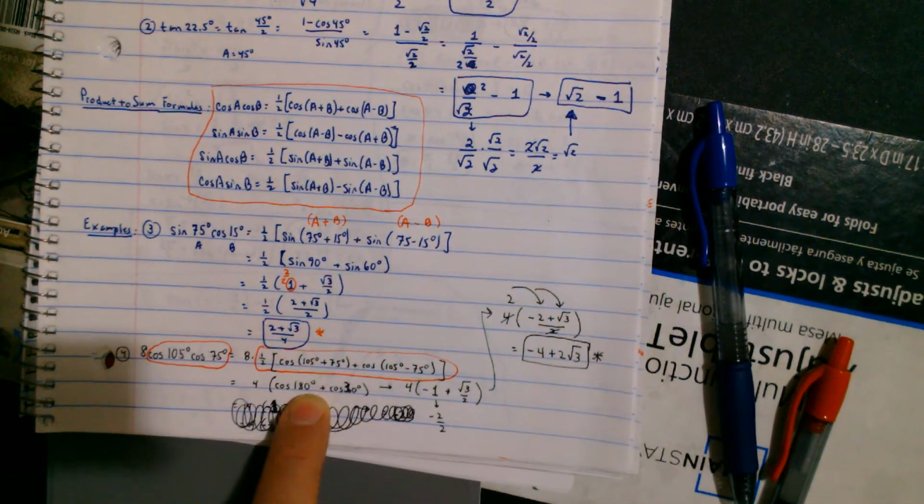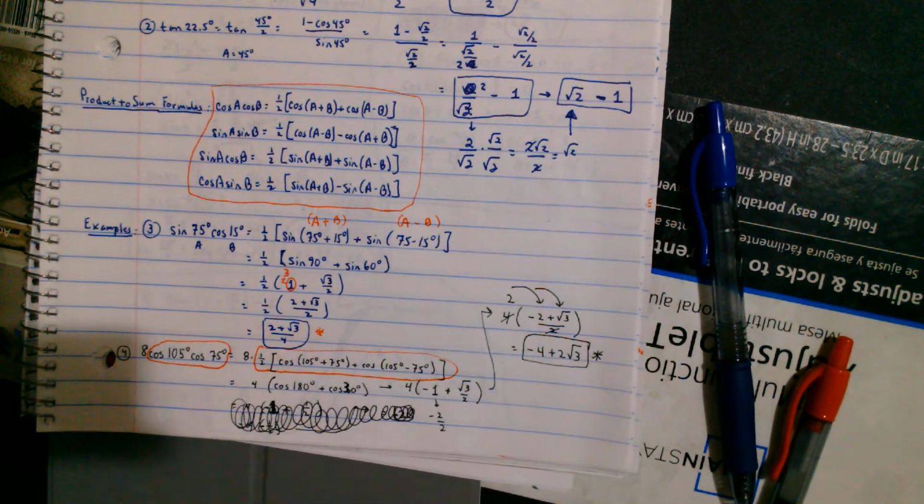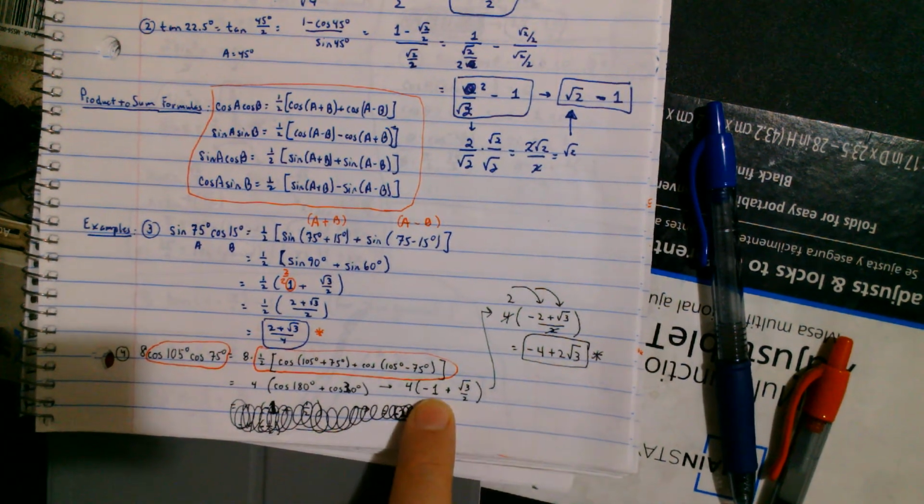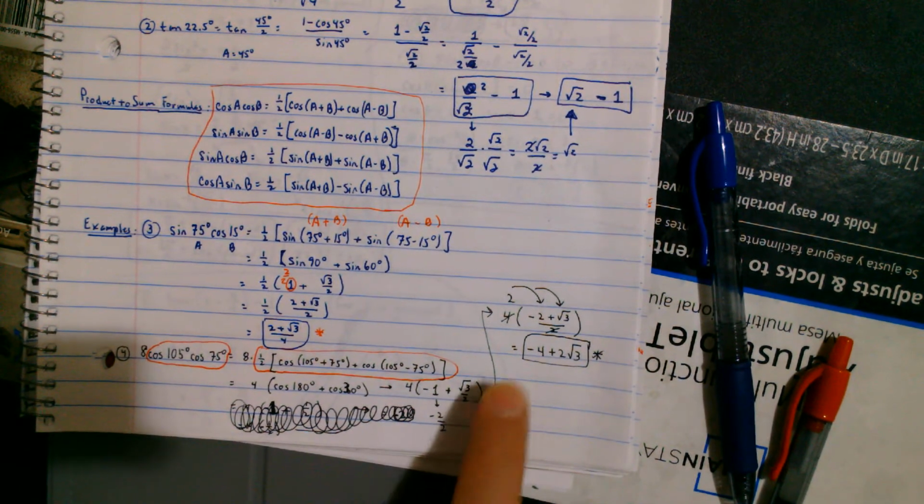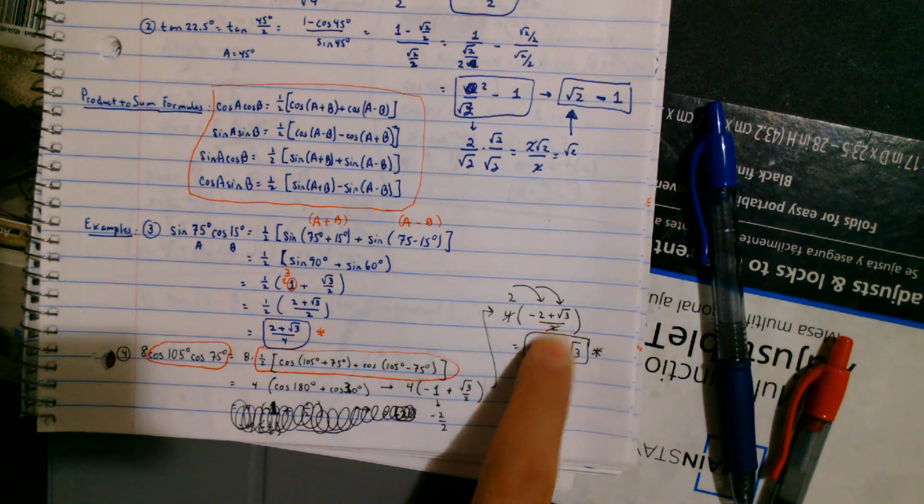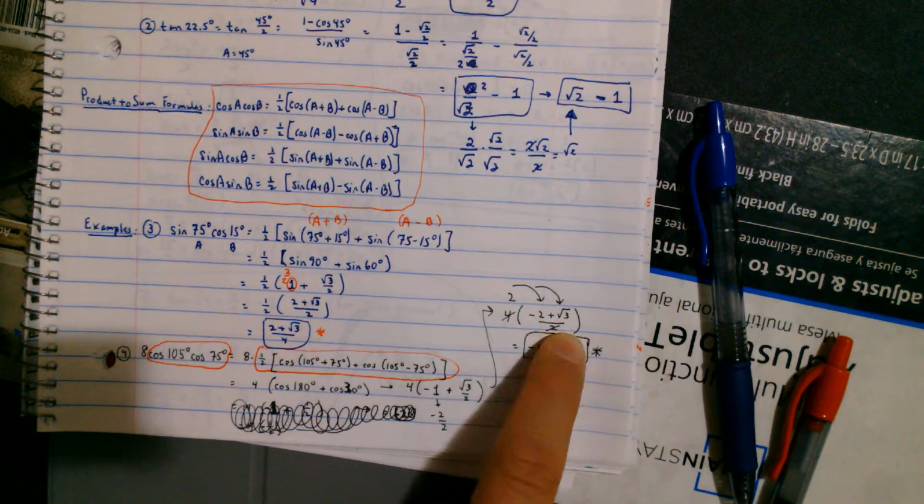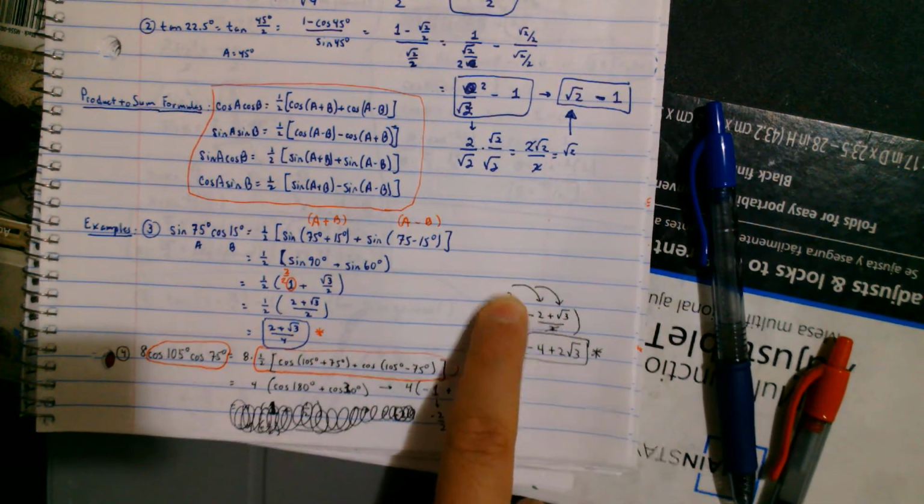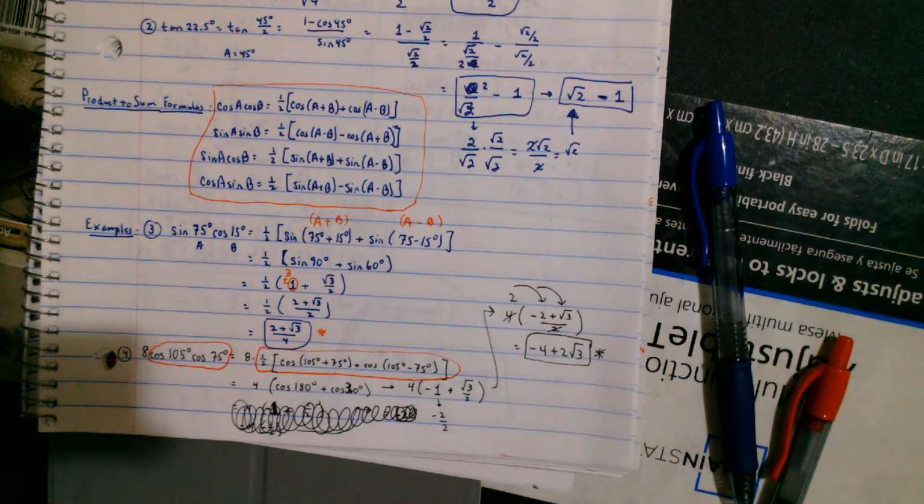This is 180. This is 30. Cosine of 180 is -1. So again, negative square root of 2 over 2 plus this becomes negative 2 plus the square root of 3. Now, if I cancel out a 2 here, I have a 2 left and I just distribute the 2. I get negative 4 plus 2 square root of 3.